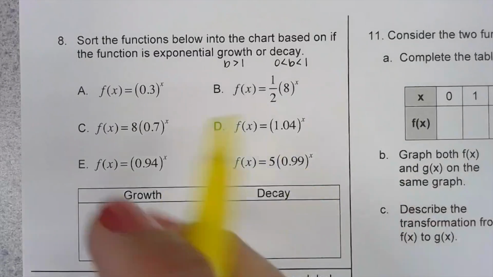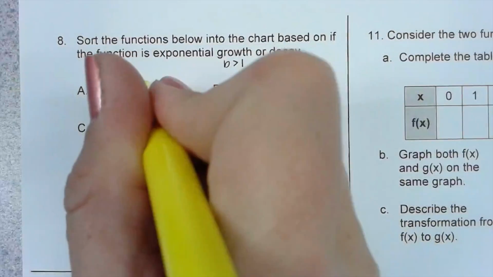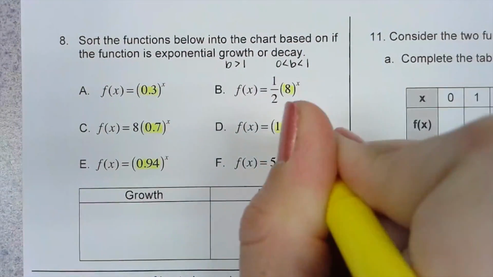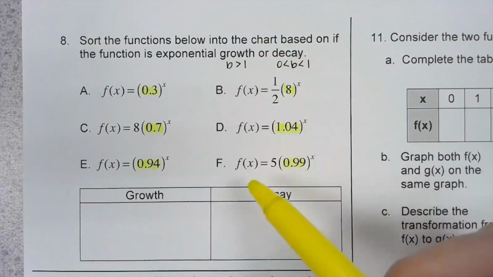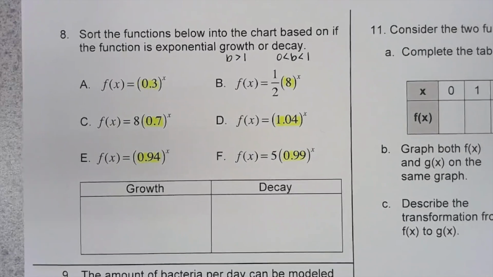Remember, in a function, your b value is the number that's inside the parentheses. It's the number that has the x on it. So I'm looking at the number inside the parentheses on all of these questions to help me decide if it's growth or decay. I'm not worried about the number that's out front because that doesn't tell me how the function's changing. That tells me where the function starts.